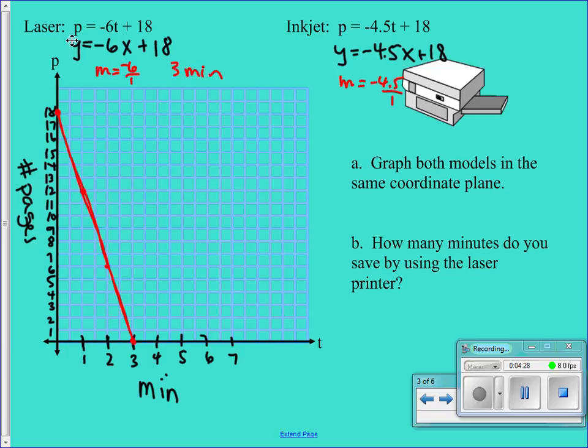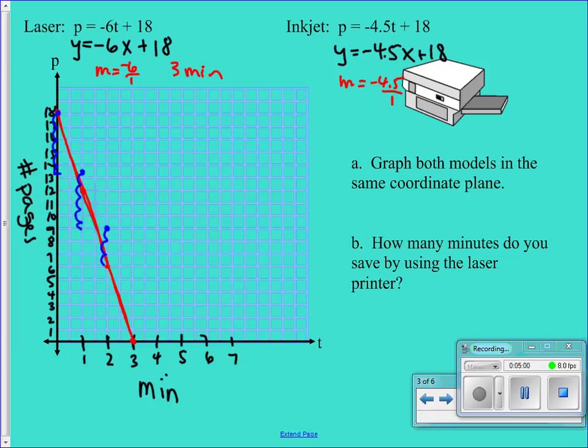Let's check out my inkjet. Now my inkjet's going to be a little bit harder to graph because it's -4.5, but they both start at 18. Now let's practice this. I'm going to go down 1, 2, 3, 4, and a half. We know where half is, and then over 1. Now I'm going to do the same thing. Down 1, 2, 3, 4, notice I stayed in the halves every time, and over 1.